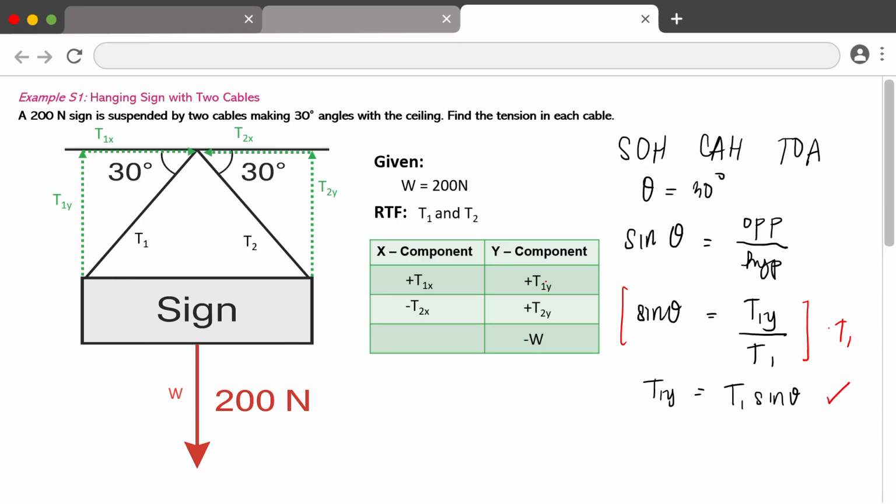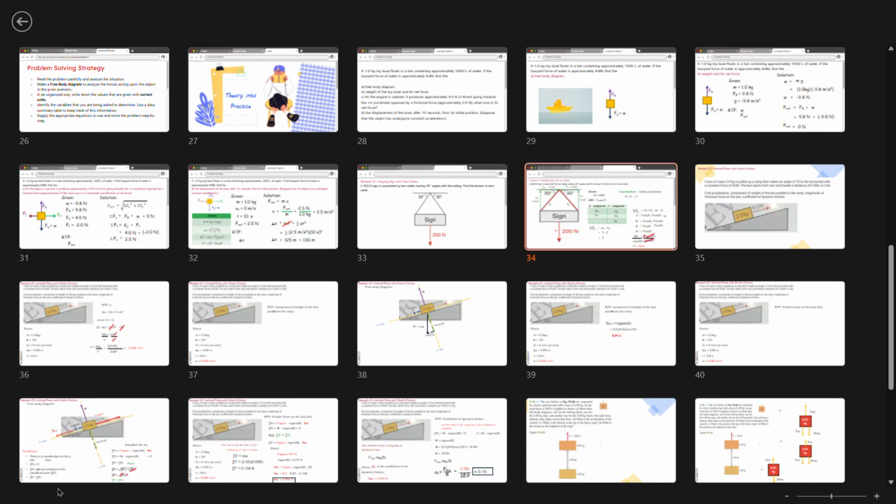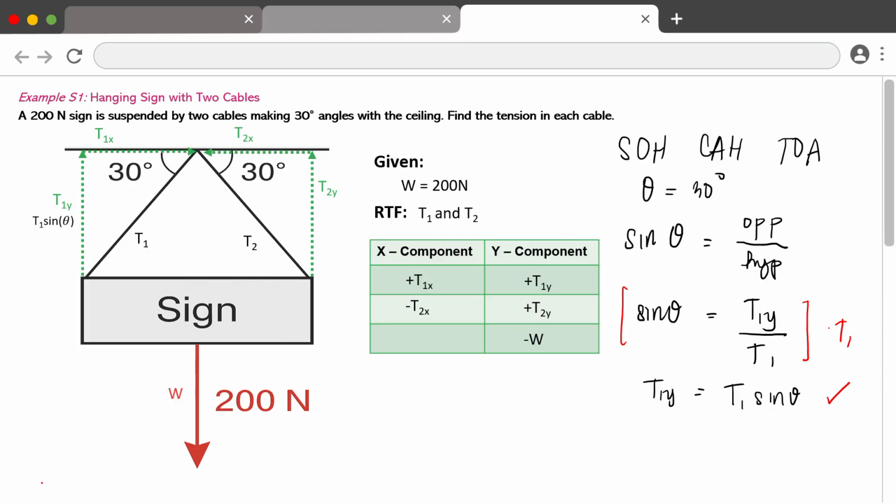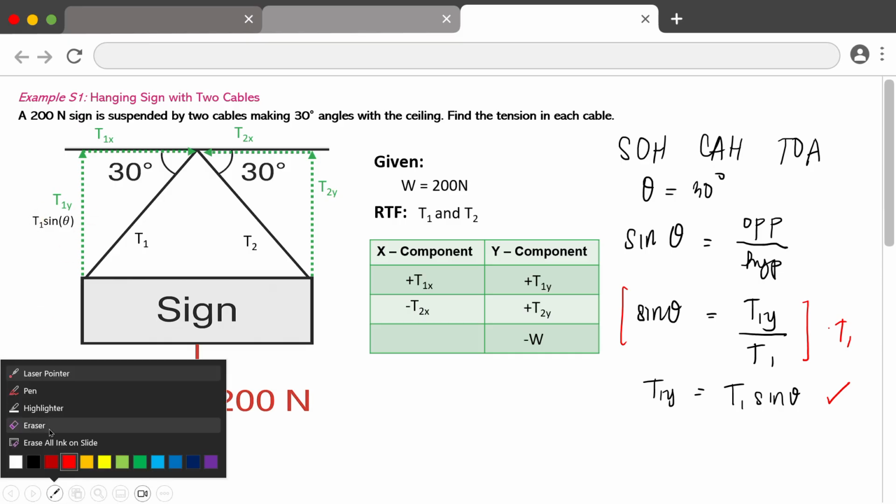We expressed T1y in terms of T1 and the angle that the cable makes with the ceiling, which is 30 degrees. So we have this: T1y is equal to T1 sine theta.